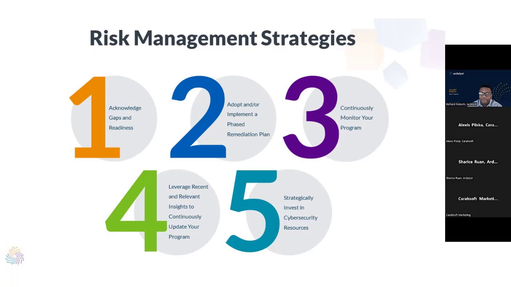Step 4, leverage recent and relevant insights to continuously update your program. And I think step 3 actually informs quite a bit of this. Continuous monitoring also includes, and I think this is an Artalist internal tenet, right? One of the things that we continuously monitor is the global cyber landscape. What's going on in the world today? What are the new threat vectors? What are the new vulnerabilities? What are the new tools and methodologies used to mitigate any of those particular things? What are the new technologies that we can employ to harden our environment, right?